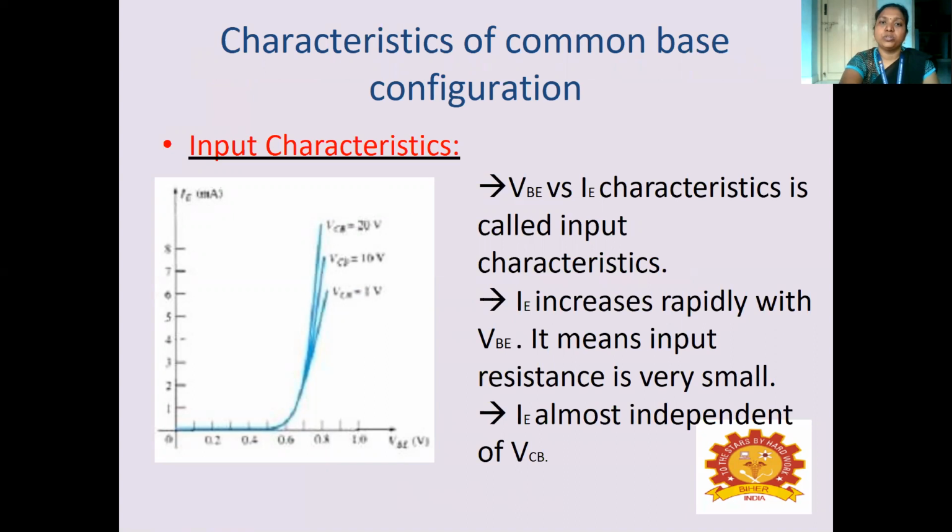We have input and output characteristics. If you see the input characteristics here, we are going to plot the input voltage, that is VBE, versus the input current IE. That is called the input characteristics. IE increases rapidly with VBE. You can see the characteristics here. IE increases gradually with increase in VBE. When you increase VBE, IE also increases. So it means that the input resistance is very small. IE is almost independent of VCB, because we know that VCB is the output voltage.